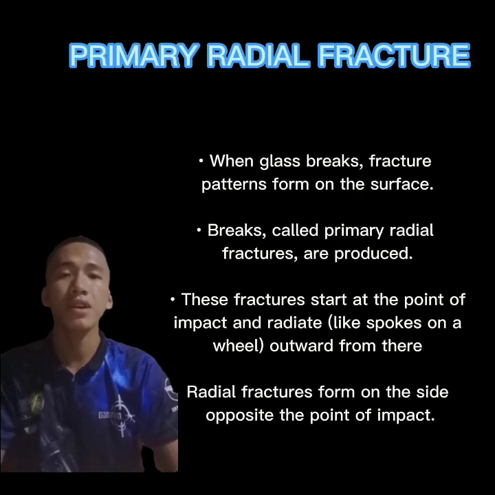Primary radial fractures. When glass breaks, fracture patterns form on the surface. The breaks, called primary radial fractures, are produced. These fractures start at the point of impact and radiate, like spokes on a wheel, outward from there. Radial fractures form on the side opposite the point of impact.